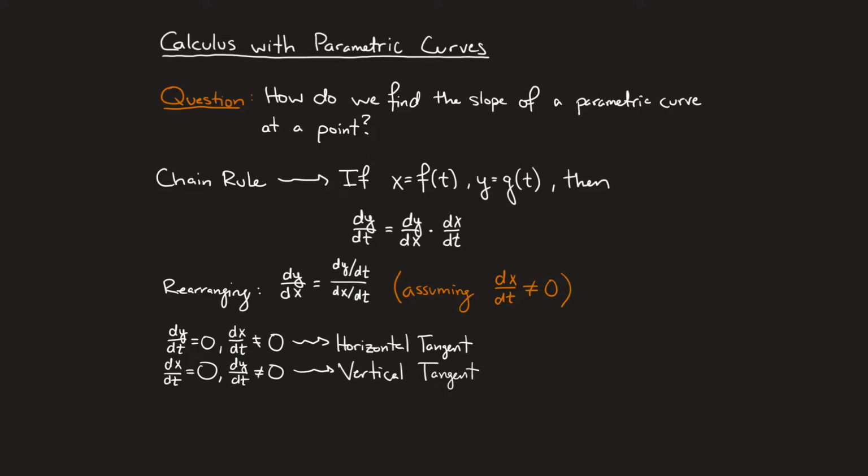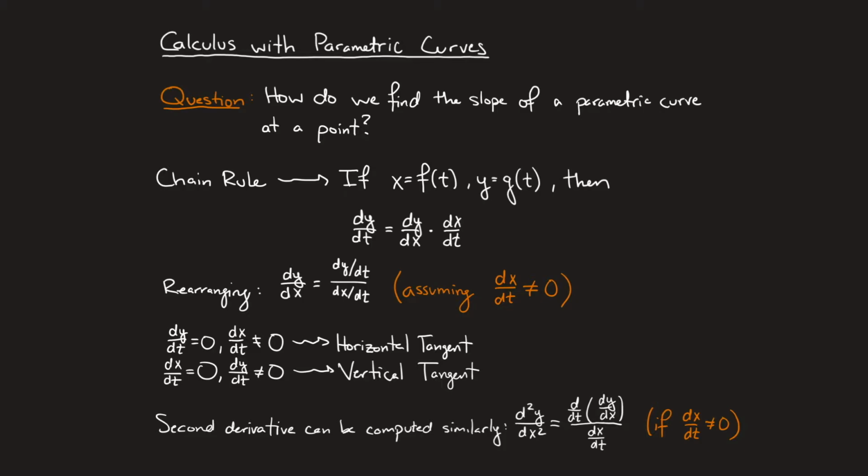All right, so that's how we compute the first derivative, but what about the second? It turns out we can just plug dy/dx in for y in the equation above, and we find that the second derivative of y with respect to x is equal to the derivative with respect to t of dy/dx, over dx/dt. Again, assuming that dx/dt is not 0.